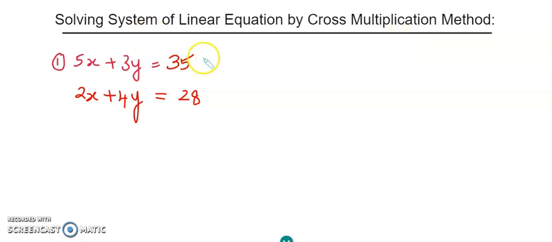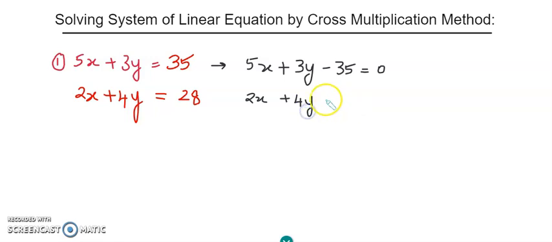The first rule for the cross multiplication method is that the constant should always be shifted to the left. It means all the three terms should be on the left side of the equation. So we have to do that. It will become 5x plus 3y minus 35 equals 0, and 2x plus 4y minus 28 equals 0. So that is the first step. Okay, now the next step.